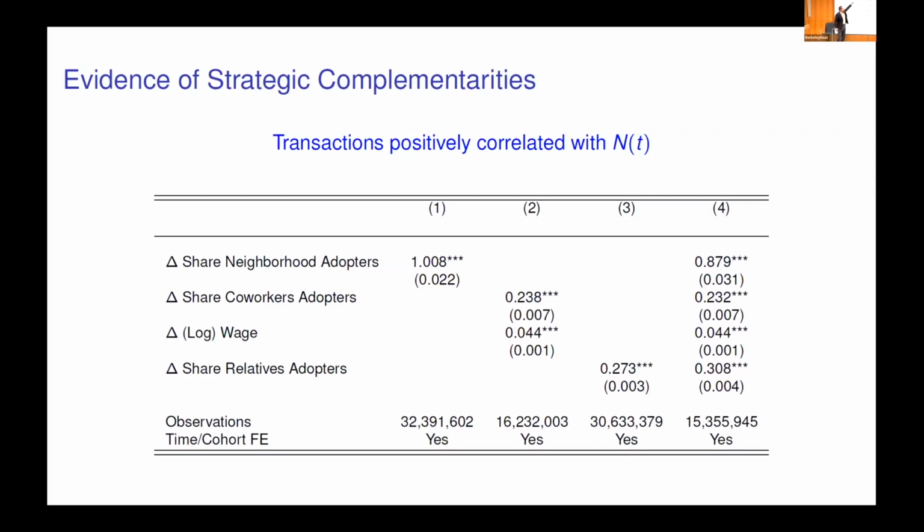And here you see that if the share of your neighbors that have the app goes up, or your share of coworkers that have the app goes up, or your share of relatives goes up, well, you also transact more. This is suggestive evidence, it is correlation.